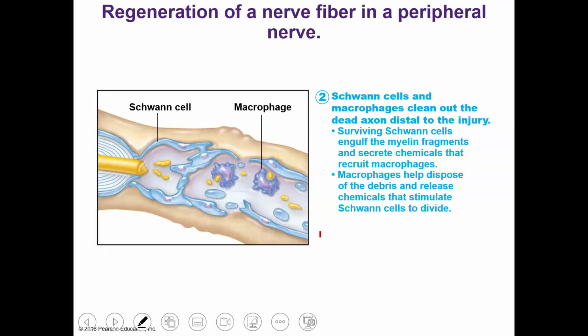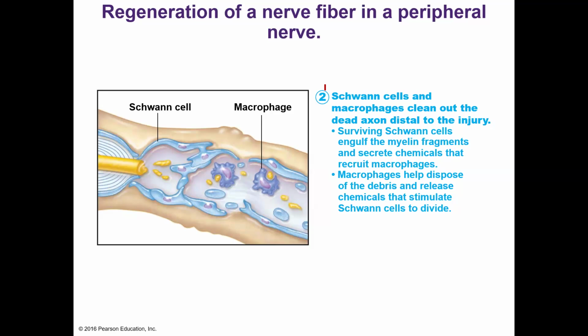Number two, Schwann cells. That's who's myelinating in the periphery, remember? So our Schwann cells and macrophages clean out the dead axon distal to the injury. Now remember our distal versus proximal. Distal is going to be further away from the center of our body.